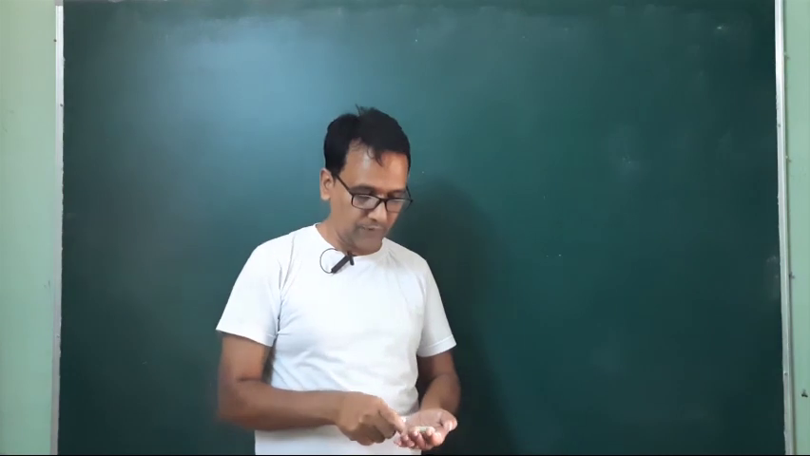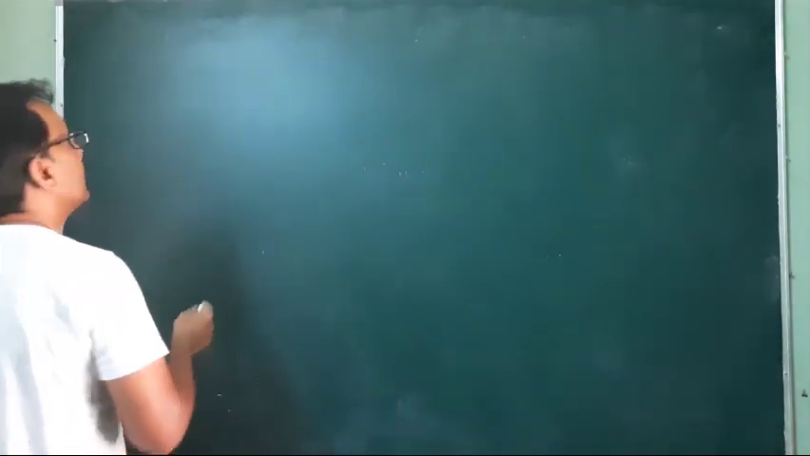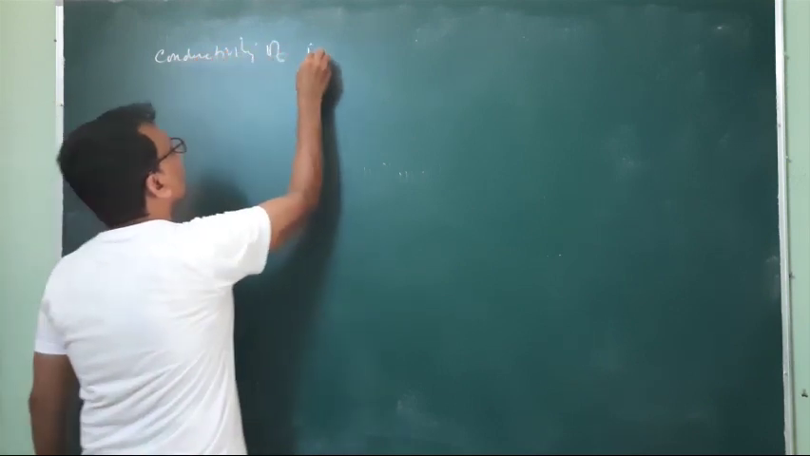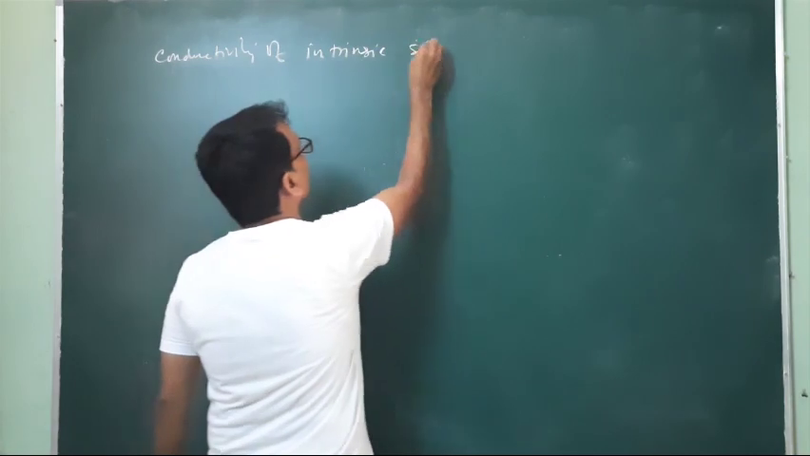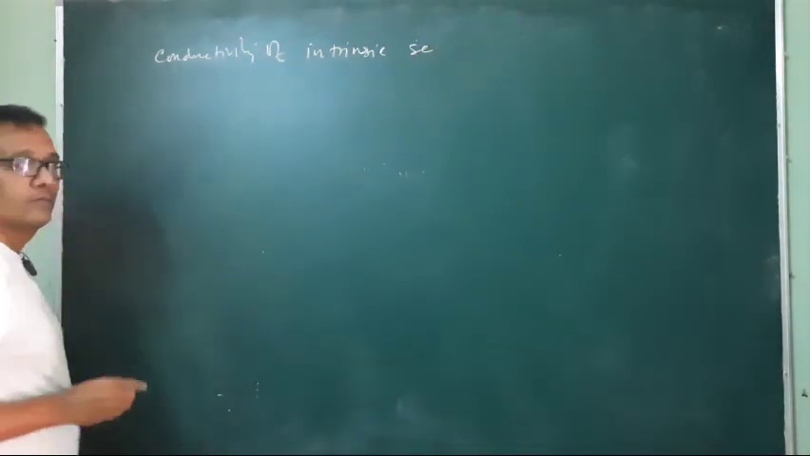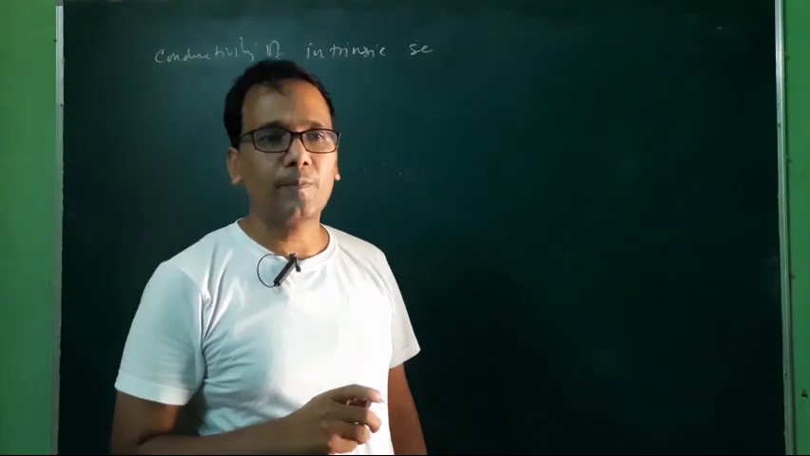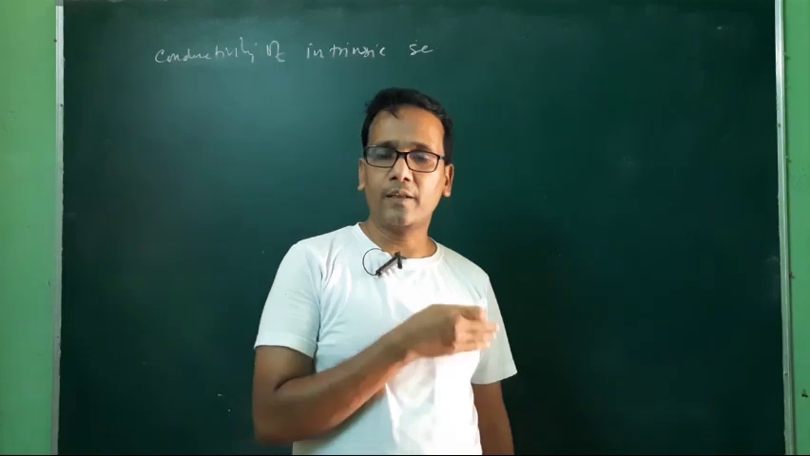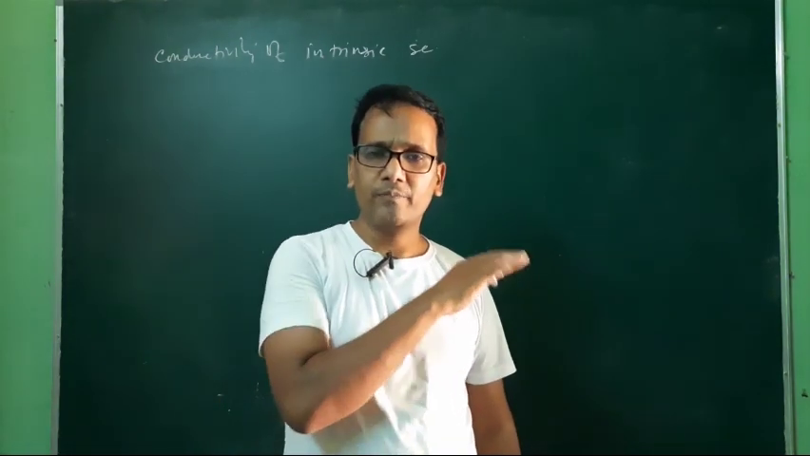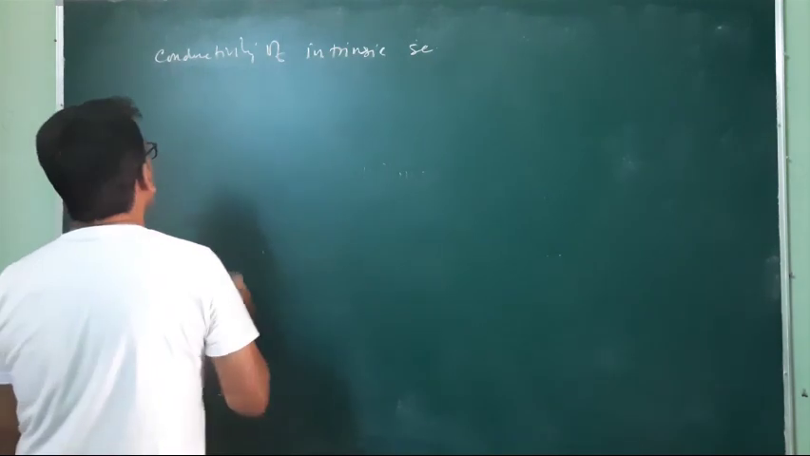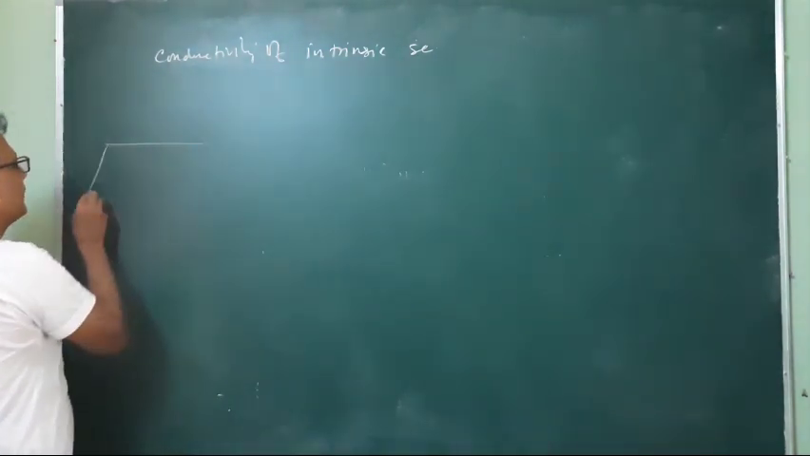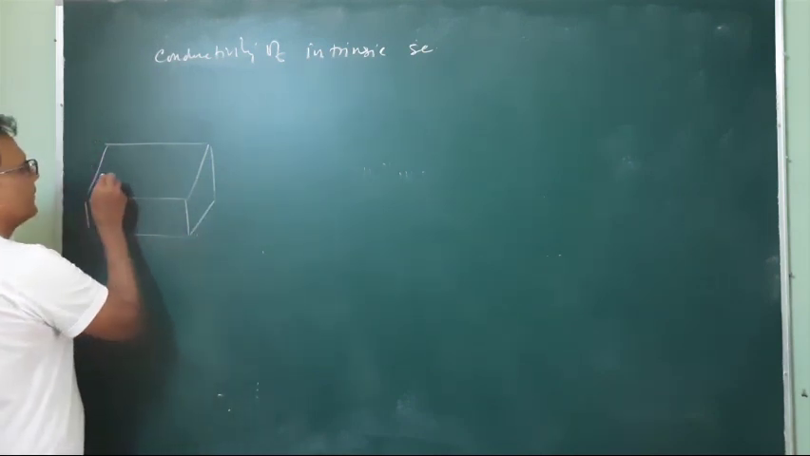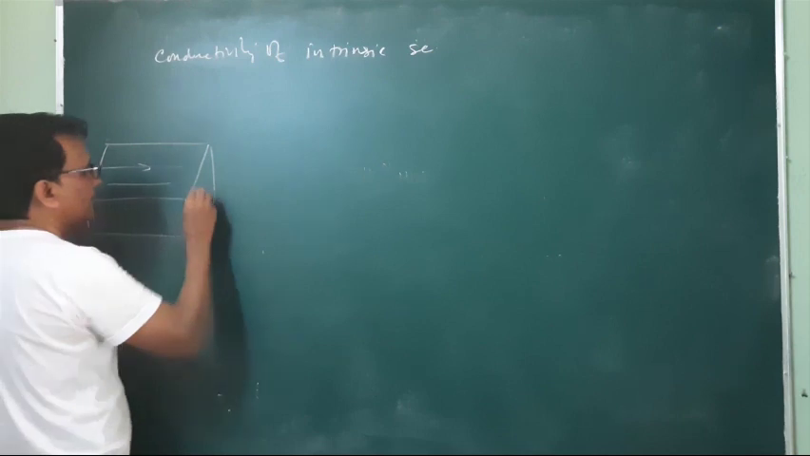Now the third one, the conductivity of intrinsic semiconductor. We will use the same calculation method we have adopted for the conduction in solids, and there we also dealt with the conductivity of semiconductors. But here I am taking some detail of that. So we have taken a slab of a semiconductor like this, and this is the length, and this is the cross section area.